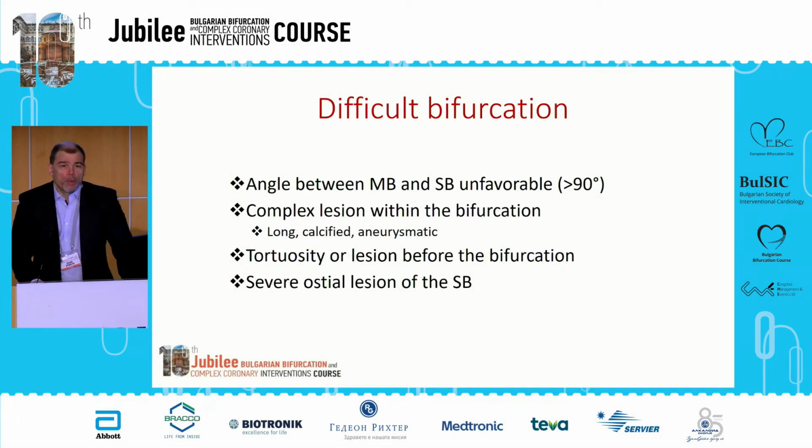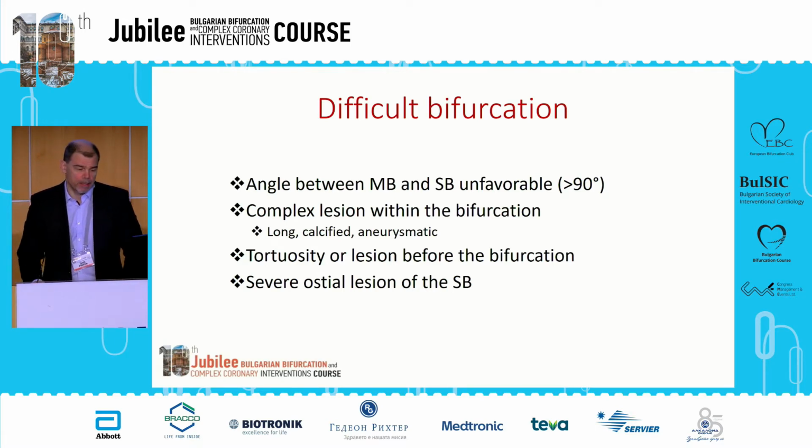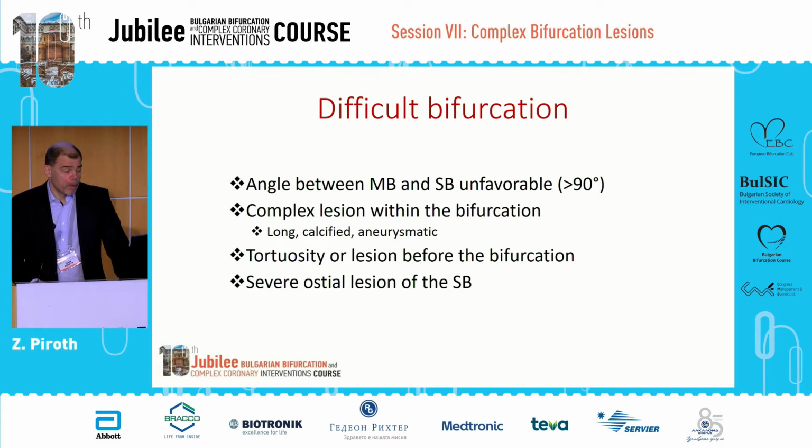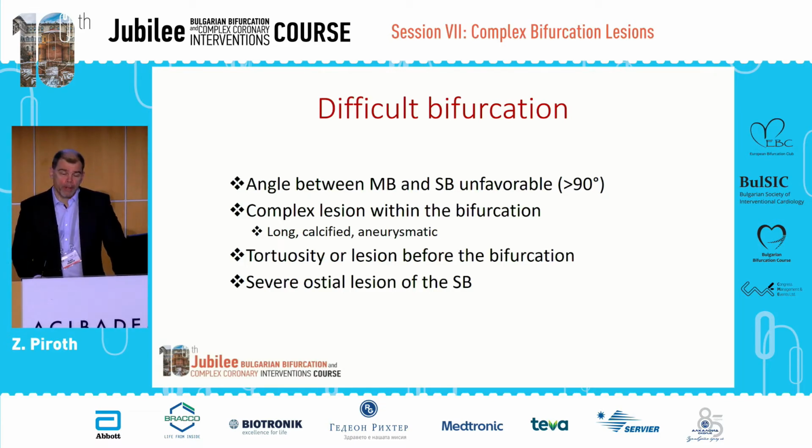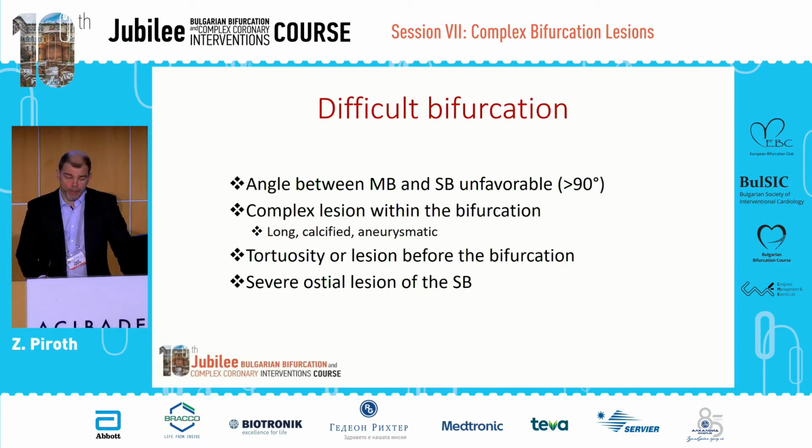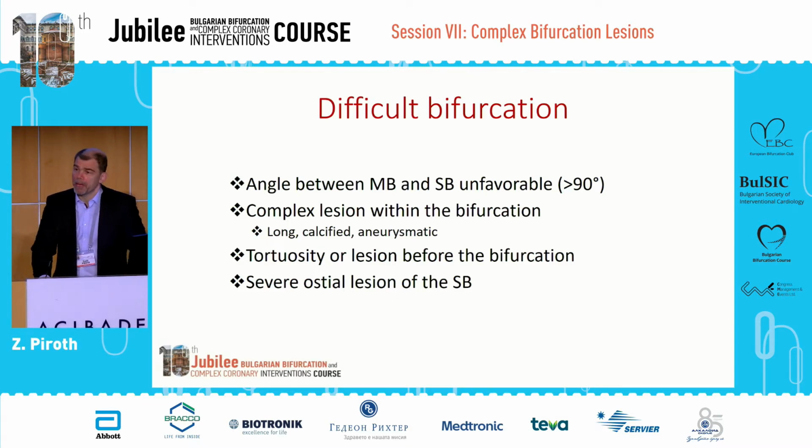Why? What do we call a difficult bifurcation? I think if the angle between the side and the main branches is unfavorable, meaning more than 90 degrees, or if there's complexity within the bifurcation, it is long or calcified, aneurysmatic or thrombotic, for that matter, or if there is tortuosity or a lesion just proximal to the bifurcation of our interest, or if there's a severe ostial lesion of the side branch. These make especially the wiring of the side branch difficult.